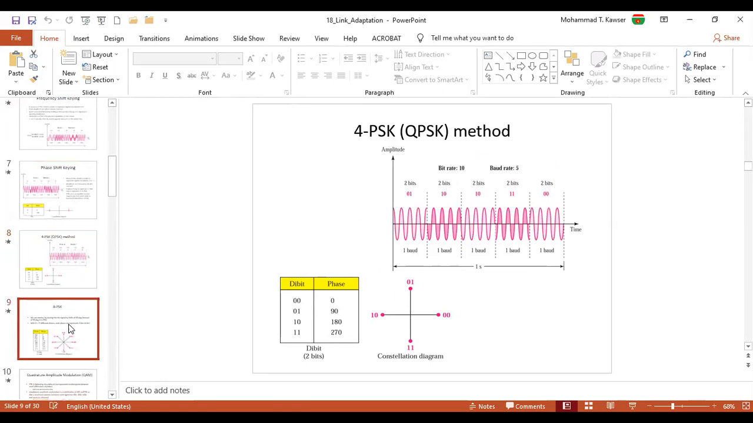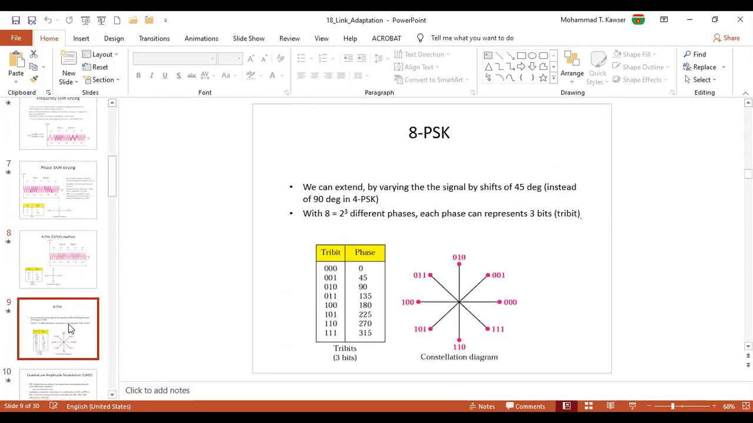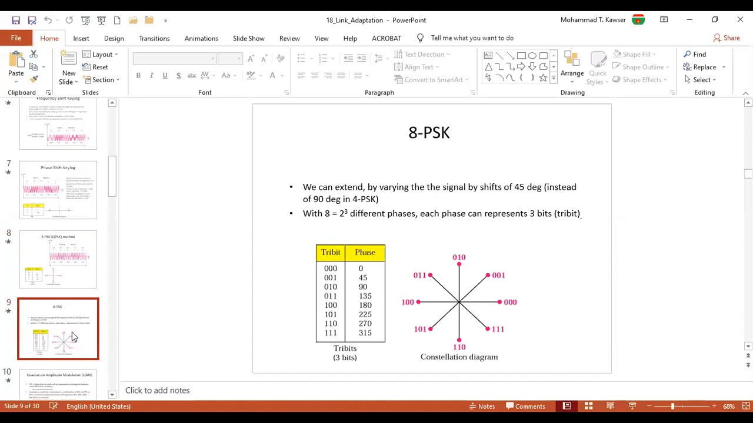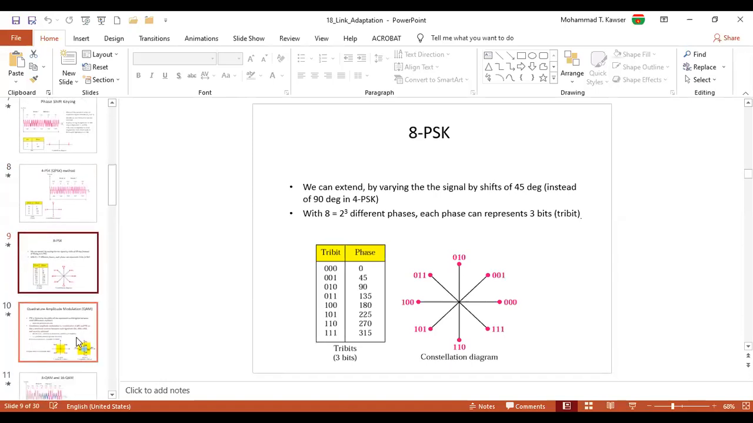You know these things, right? What I'm showing. Do you see the screen? 8 PSK now, then 4 PSK or QPSK. You're familiar, right? Yes, sir. Okay, did I discuss them in the class? No, sir. I did not.